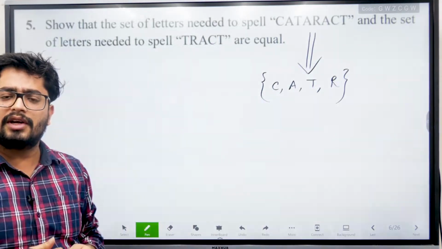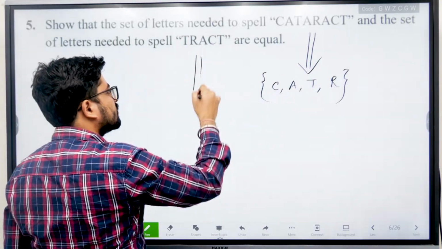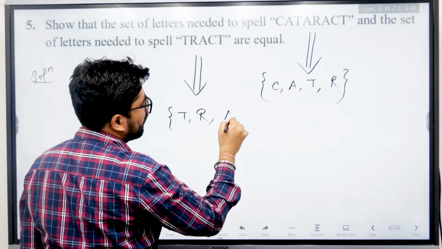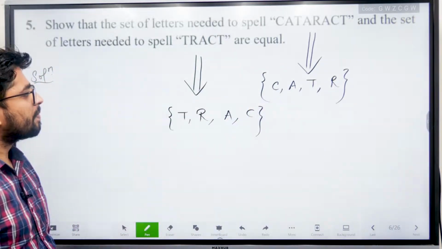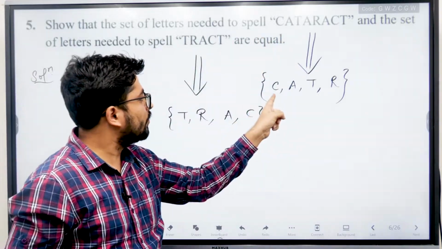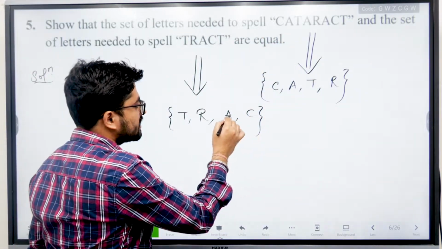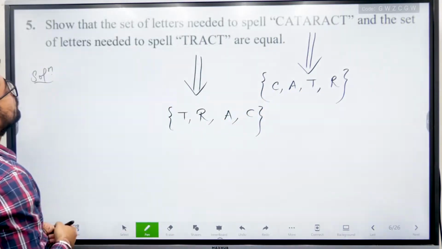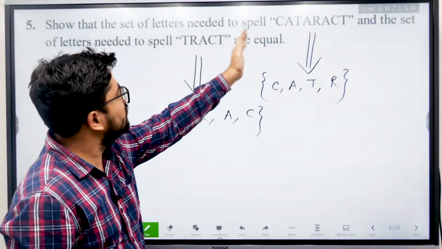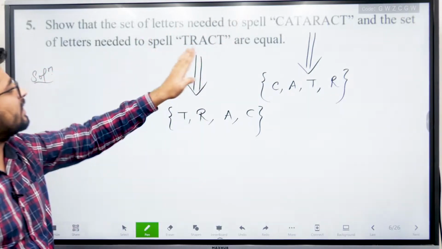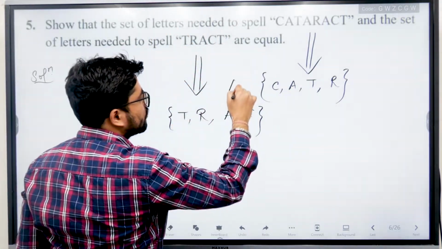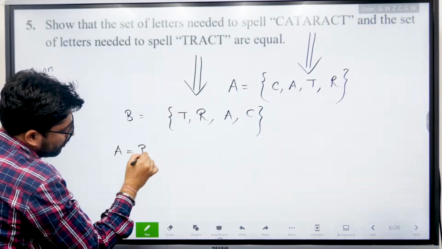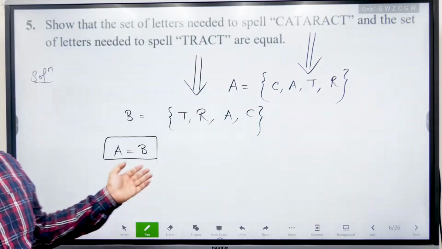You cannot repeat an element in your set. Similarly, the letters required for tract are T, R, A and C. So for both words we require C, A, T, R. It means these two sets contain exactly the same elements. So we can say the sets of letters required to spell cataract and tract are equal. Assume this is set A and this is set B, so A is equal to B. Got it? This is your final answer.